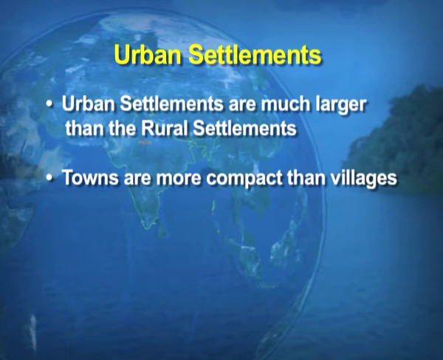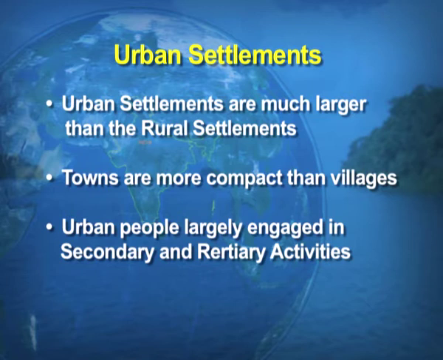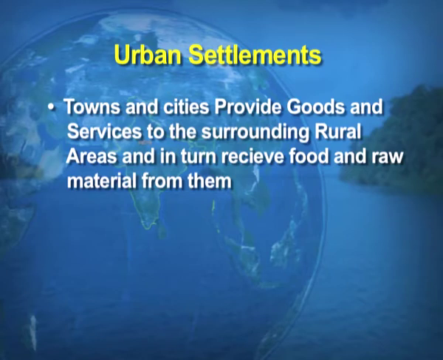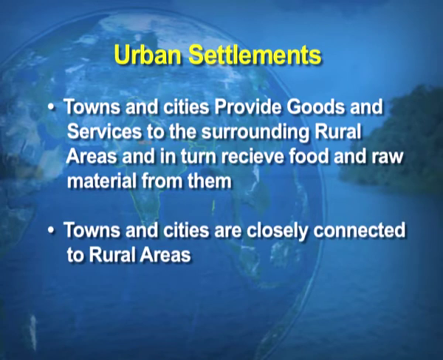Towns are very compact compared to villages, and urban people are largely engaged in secondary and tertiary activities. Towns and cities provide goods and services to the surrounding rural areas, and in turn they receive food and raw materials from them. Towns and cities are generally closely connected to the rural areas.